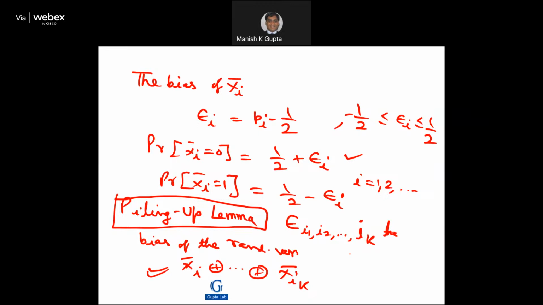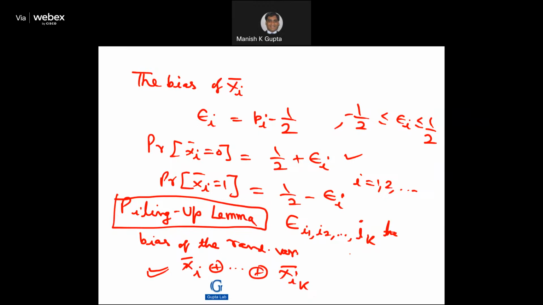Now the probability of Xi is equal to 0 will be half plus this bias, epsilon I, right? Because pi minus half is that epsilon I. That's the bias. And the other probability can be written as half minus epsilon I, right? From that formula. Now we are ready to give you the piling up lemma.